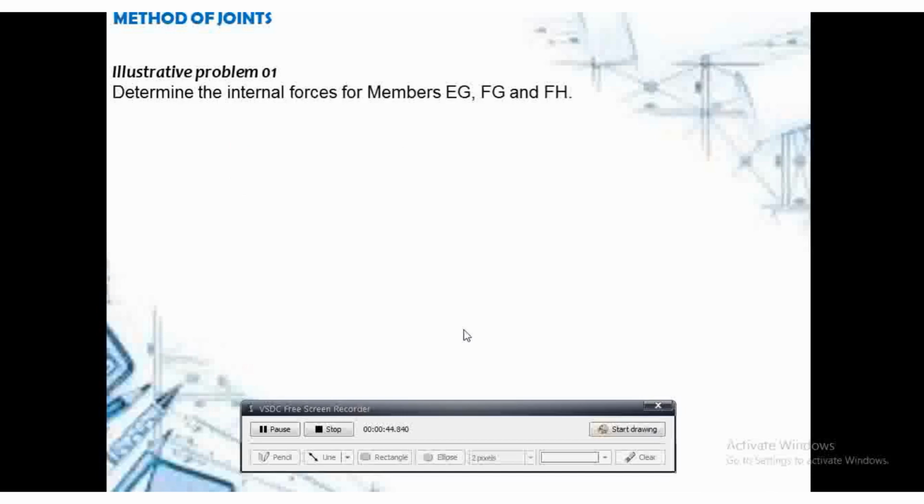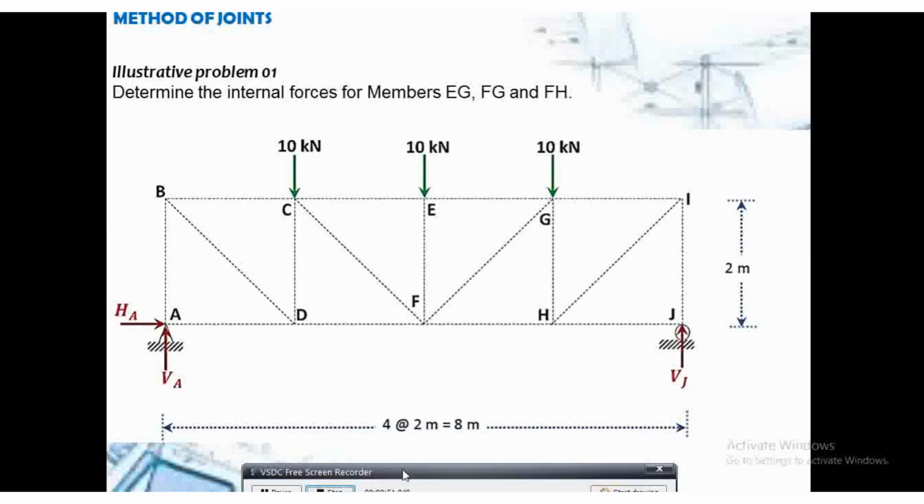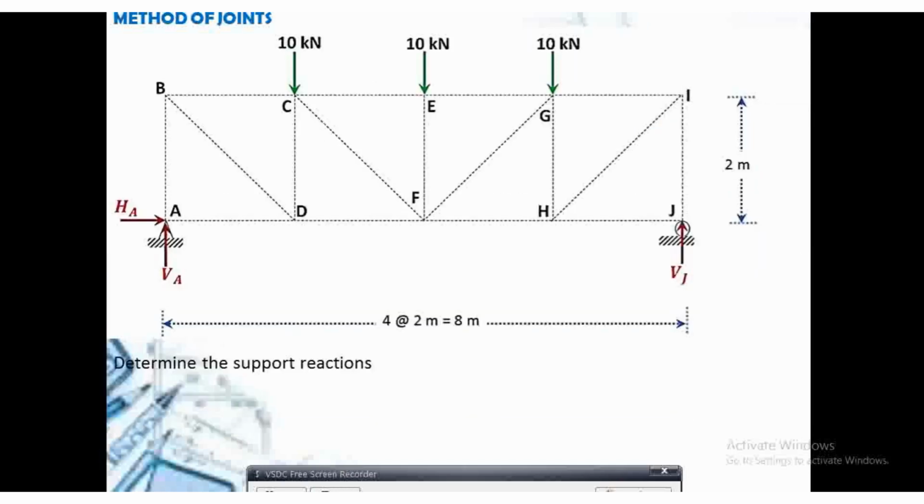Let's have an illustration. Ito yung nasa notes ninyo. For this figure, you are required to determine the internal forces for members e.g., FG, and FH. Now, in these methods, the very first thing you have to do is to determine the support reactions. So again, in determining the support reactions, we're going to use the three static equations.